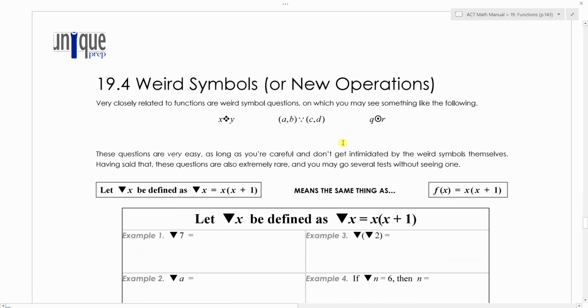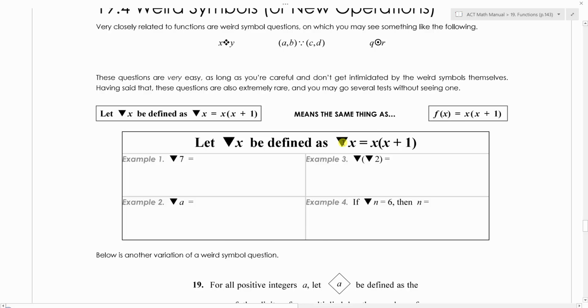Weird symbols or new operations. These guys are very closely related to functions. They pretty much require the same skills as functions. So let's go through these. On the ACT every now and then you're going to encounter some weird symbol like these dots right here, or this sort of bullseye looking thing right here. You have to understand, like I just said, that these are pretty much the same thing as functions.